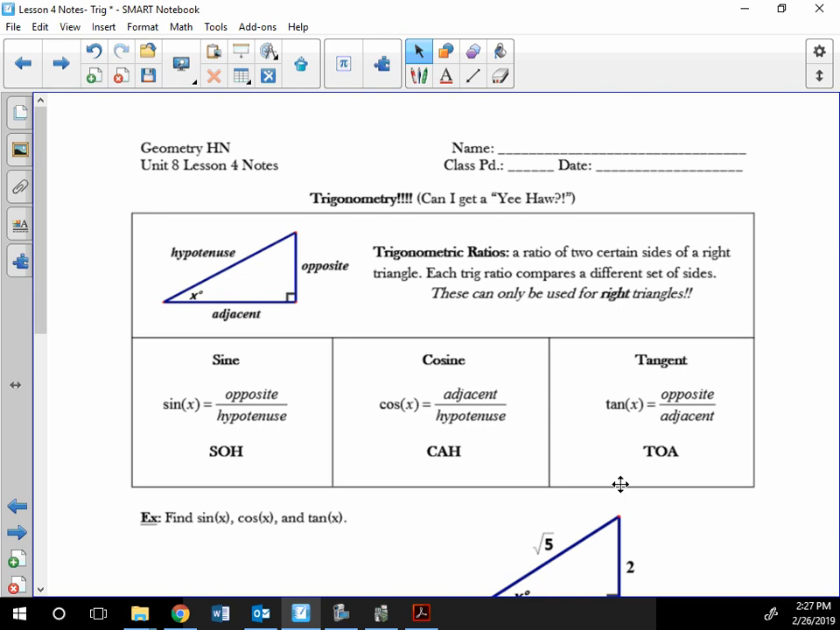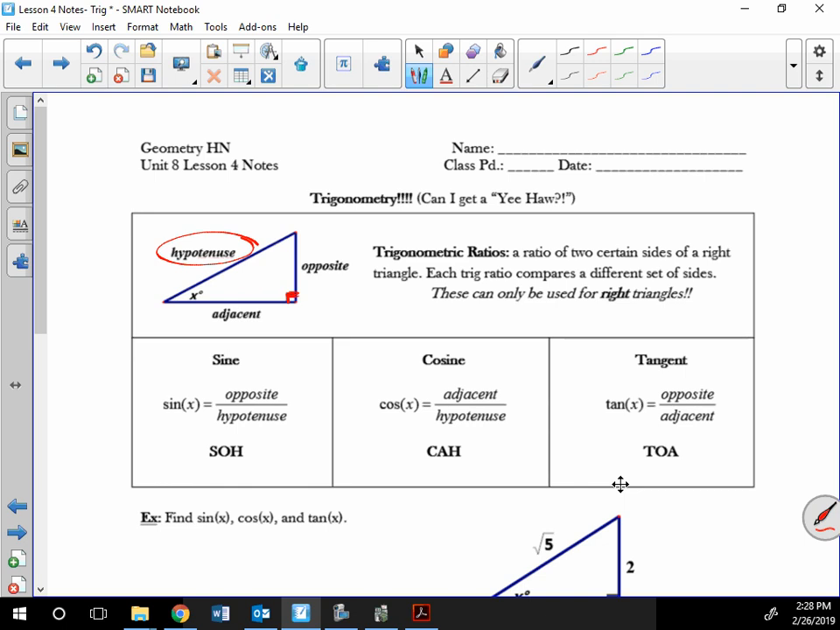Alright, so trig ratios is just simply comparing two particular sides of a right triangle. So our trig ratios can only be used with right triangles. And in our right triangles, obviously we have a right angle. And everyone knows where their hypotenuse is. It's across from our right angle. Now, we have two other sides. We have our two legs.